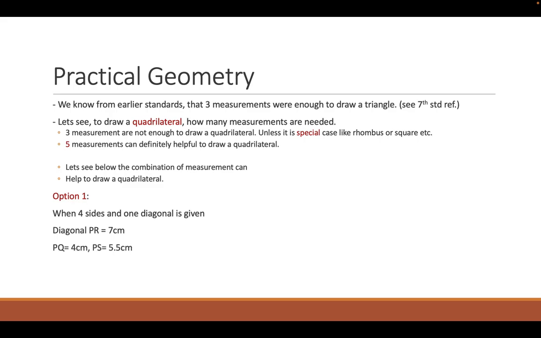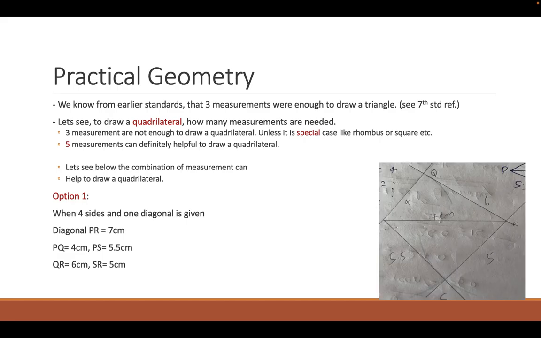So this is a PQRS quadrilateral where the diagonal PR is already given as 7 cm, and the four sides are also given. PQ is so and so, PS is so and so, QR is so and so, and SR is so and so. All are in centimeters, by the way. So when it comes to geometry, you will use centimeters and degrees to draw the angles.